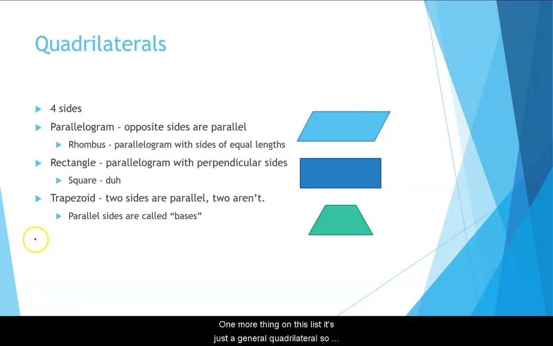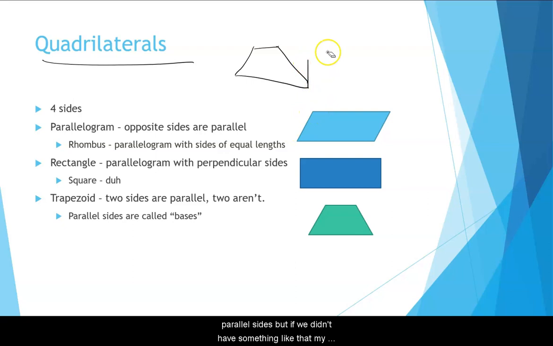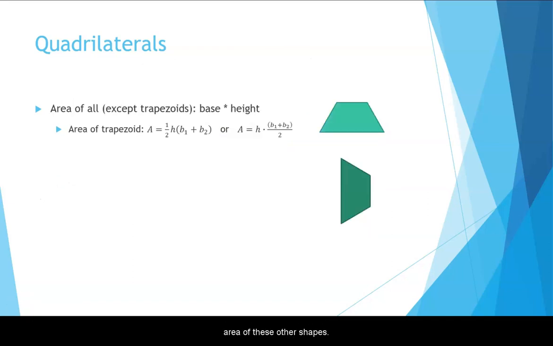One more thing on this list is just a general quadrilateral. So quadrilaterals can be irregular. All of these have specific cases where they have some parallel sides. But if we didn't have something like that, we could have a shape like this. Let me try again. Something long, something short. There we go. This quadrilateral doesn't follow any set formula for finding its area, so we have to be a little creative. But first, let's talk about the area of these other shapes.